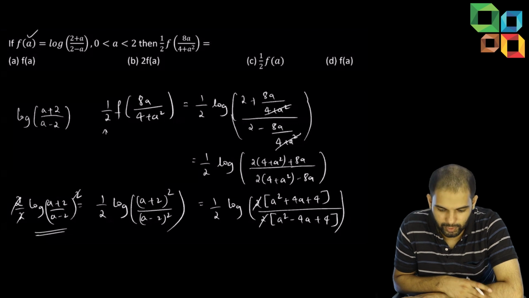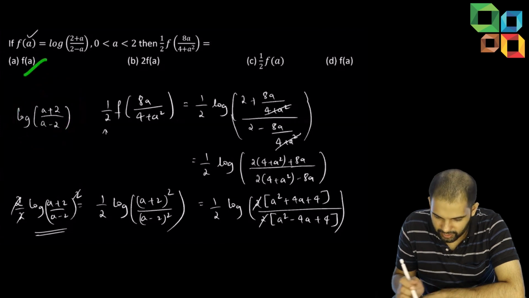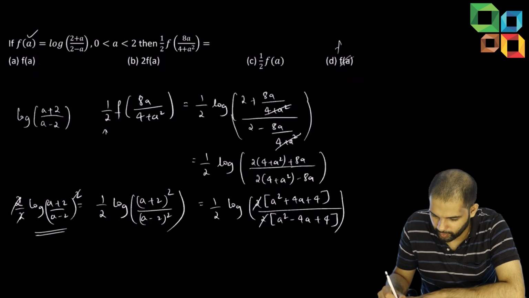Nobody. We've got a final answer. We just have to choose the option. What do you think? Oh, A and D is right. Sorry, so A and D should not be same. So I think I'll change this D option to f of minus a.